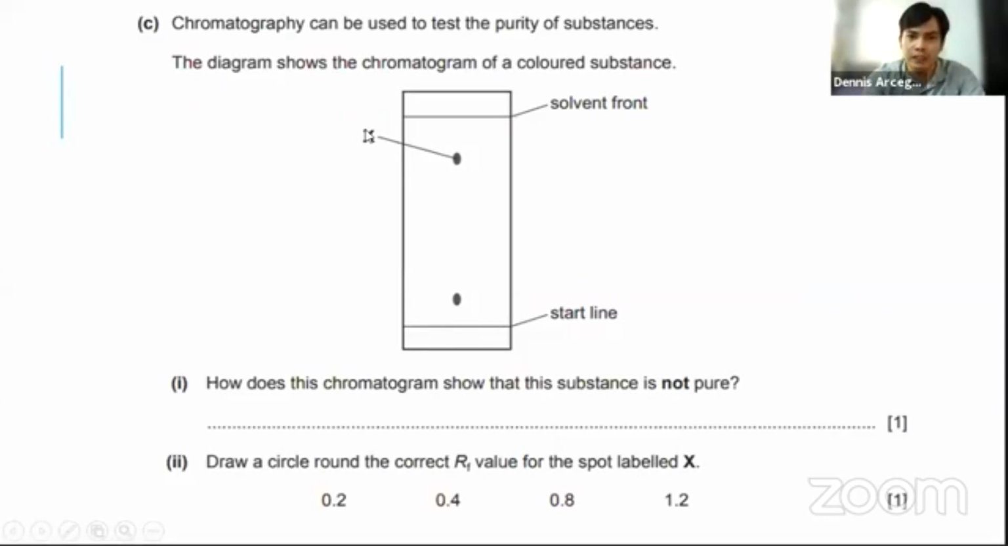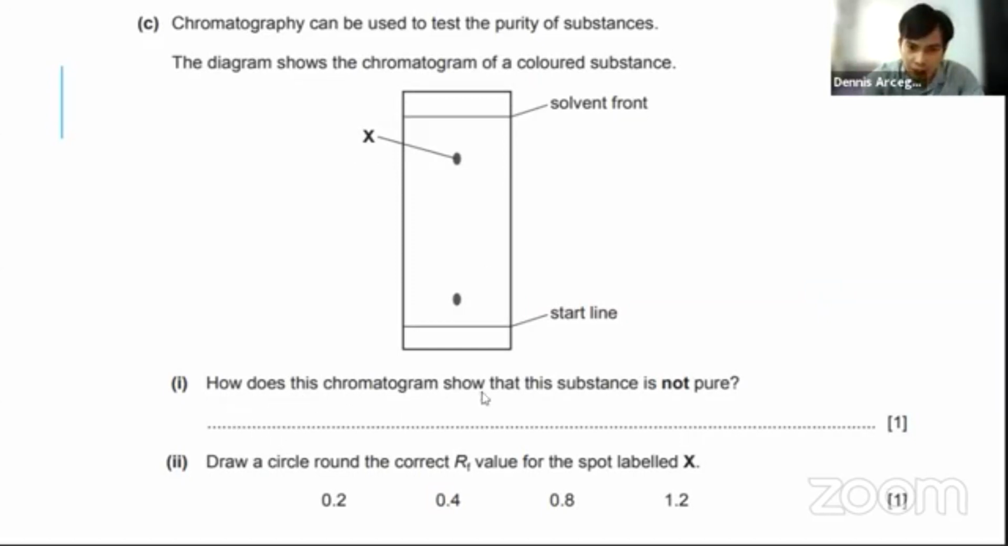Chromatography can be used to test the purity of substances. The diagram shows the chromatogram of a colored substance. So this is a paper 4 question. Now look at this one. This is a bit complicated for the students already. I mean the second question. But the first one, of course, it's easy.